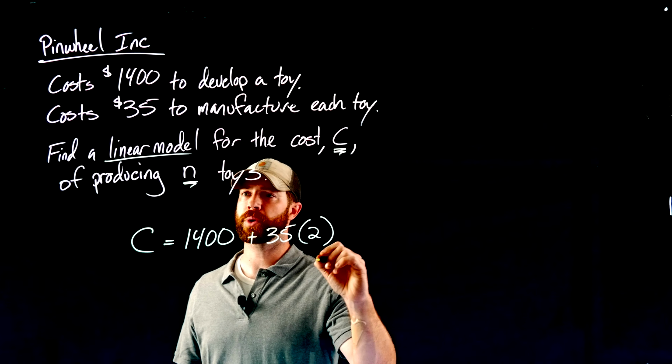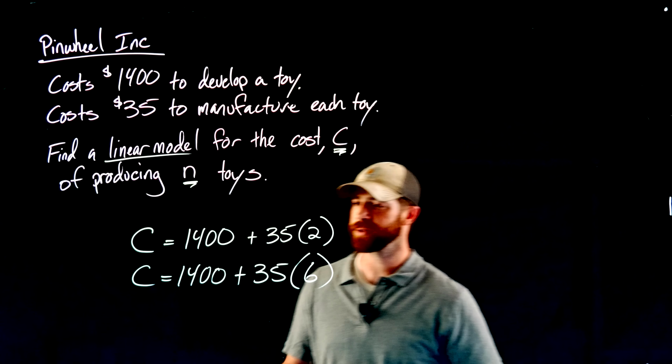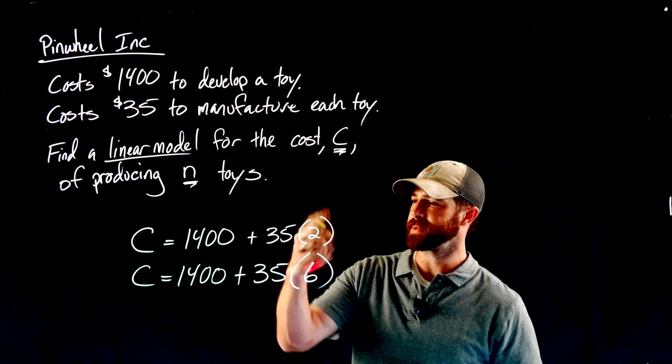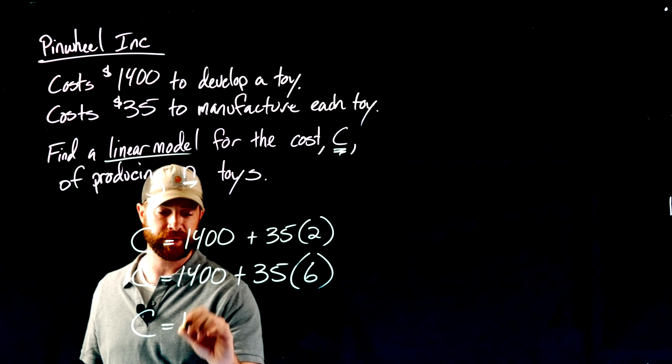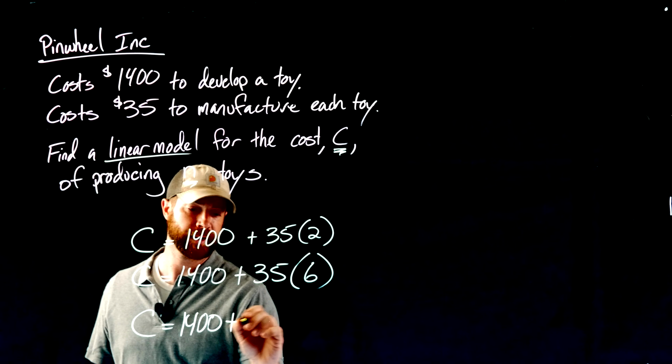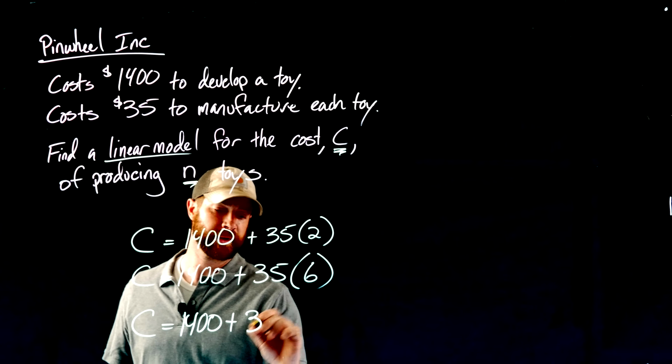To generalize this for any number of toys, what we find is $1,400 plus 35 times however many toys that we make. So an actual linear model for this situation would be 1,400 plus 35n.